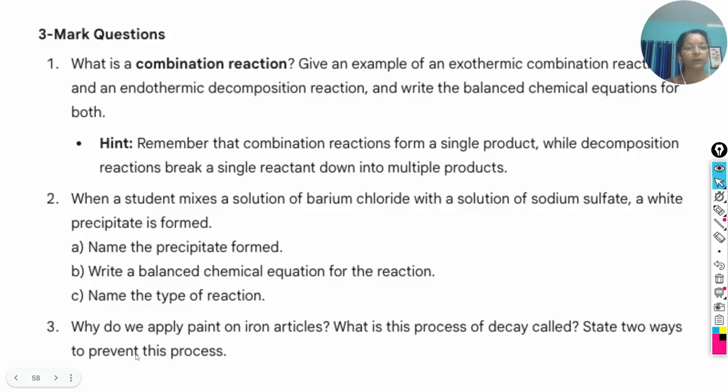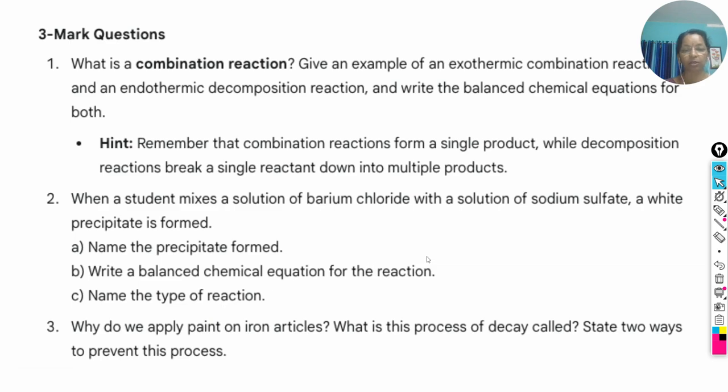The oxidized substance is hydrogen and the reduced substance is copper oxide. Now a 3-mark question. What is a combination reaction? Give an example. These are simple questions you can answer by yourself. Number 2: when a student mixes a solution of barium chloride and a solution of sodium sulfate, a white precipitate is formed. Name the precipitate. It is barium sulfate. Write a balanced chemical equation. Name the type of reaction.